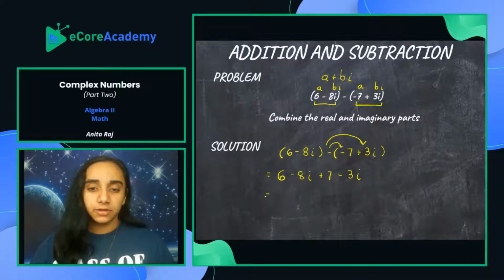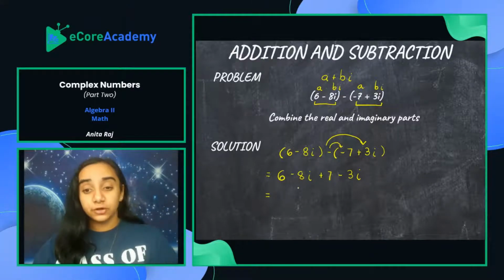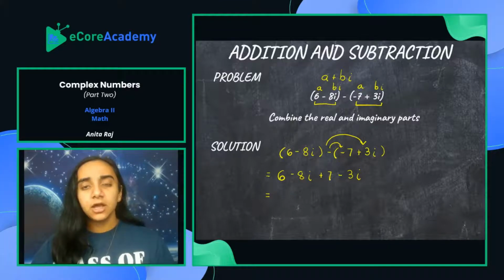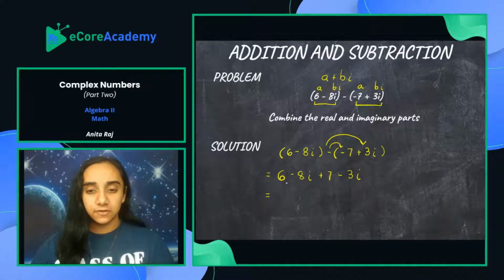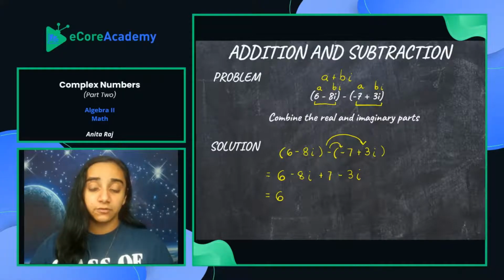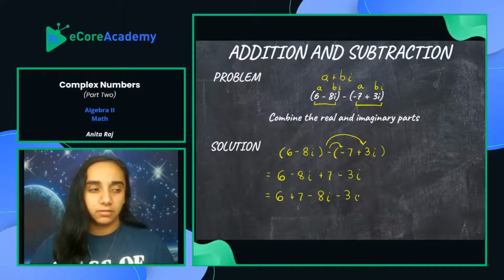Next, we want to combine the real and imaginary parts. So remember, we're combining our a's, so 6 and 7. What we're going to do first is rearrange this so that we get our a's next to each other and we get our bi's next to each other. So we're going to rewrite this as 6, but we're going to move the 7 in front of the negative 8i. So we're going to get plus 7. We're going to move the negative 8i after, and then we'll have the negative 3i at the end.